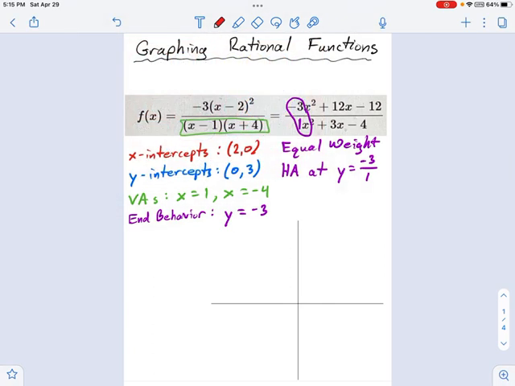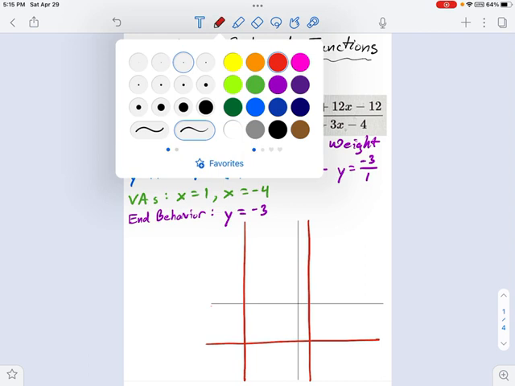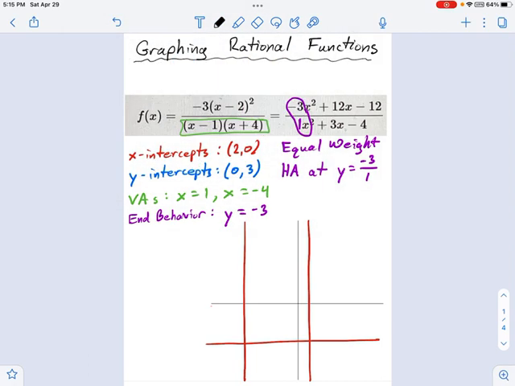Okay? So let's start graphing this thing. I'm going to put all asymptotes in red, because I like having my asymptotes in red. They look dangerous. Don't touch them. Negative 3 for the horizontal asymptote. Vertical asymptotes, what were these? 1 and negative 4. Something like that. So there's my asymptotes. I'm going to draw the intercepts in black. I've got an x-intercept at 2, 0, a y-intercept at 0, 3. I don't know, somewhere around here.